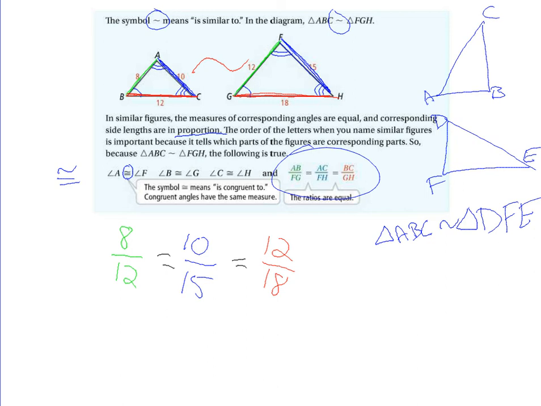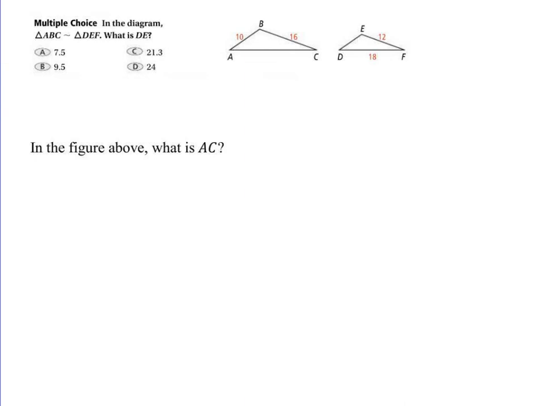All right, so let's do some problems here. We have a multiple choice question. In the diagram, it says triangle ABC is similar to triangle DEF. What is DE? What's that length? So let's set up proportions here using similar sides, corresponding sides, write a proportion.